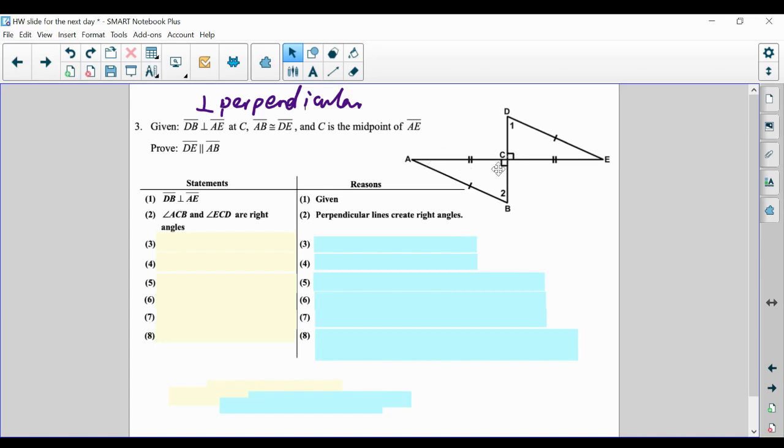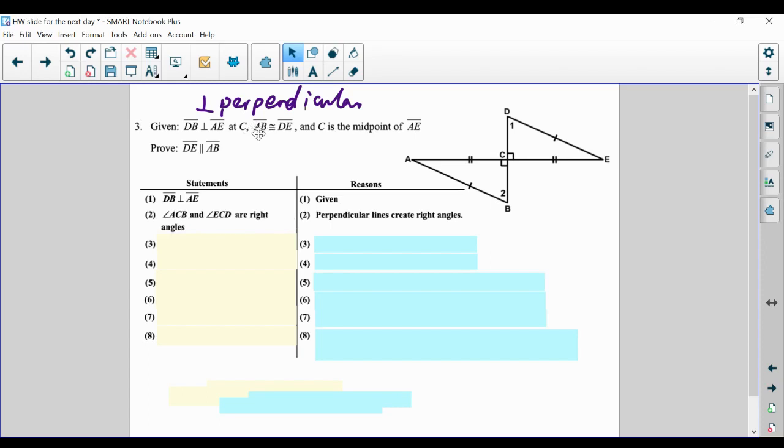By the way, if you want, you can put angle 1 and angle 2 here, and you can put angle 3 and angle 4 here. Another way to say that angle ACB is congruent with angle ECD is to say both equal 90 degrees, or equal right angle, to let them know that those two angles are congruent.